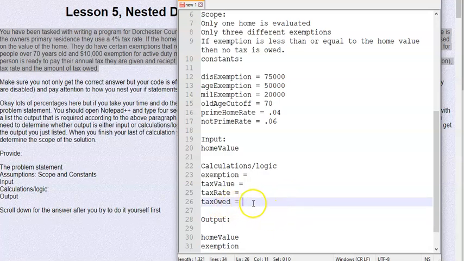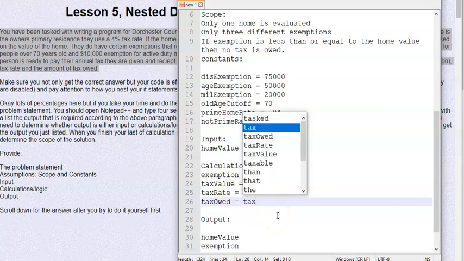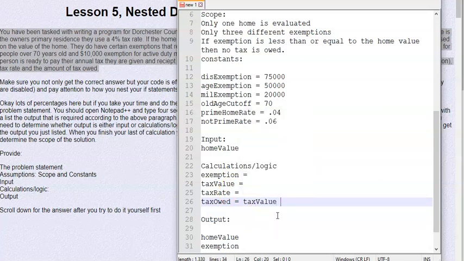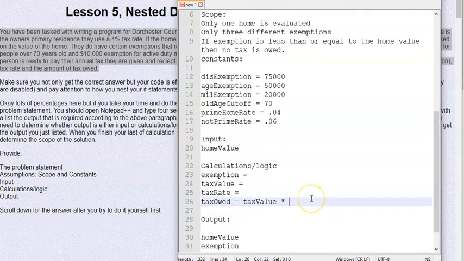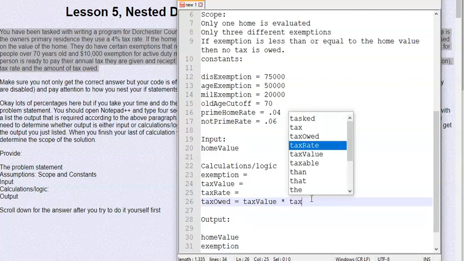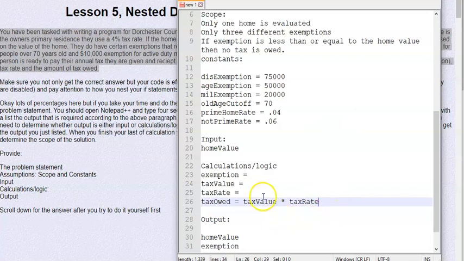The tax owed is simply going to be the tax value times the tax rate. So we can go ahead and put that in. Tax value times the tax rate, and again, we got those from here. Okay. Now the tax rate is either going to be 4 or 6. So there's a decision there.